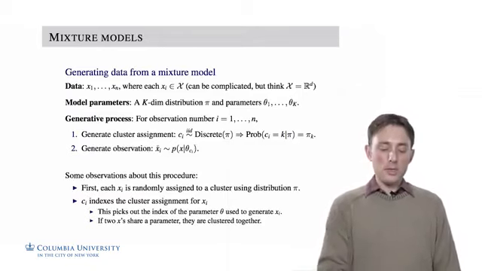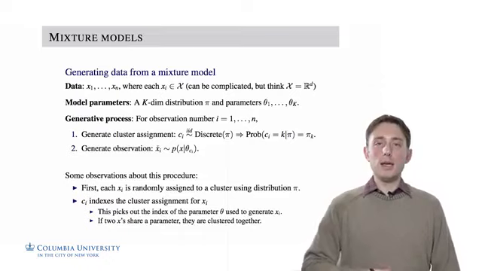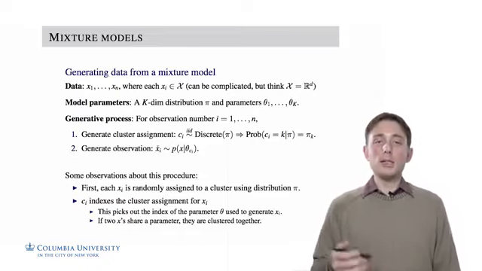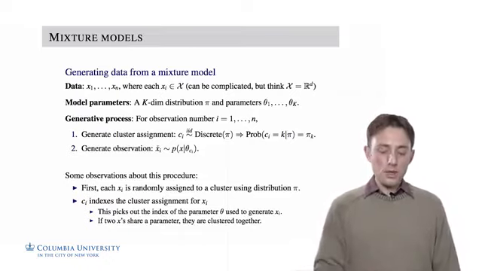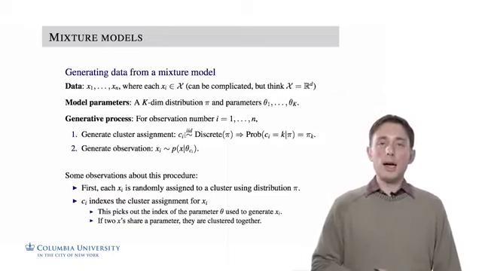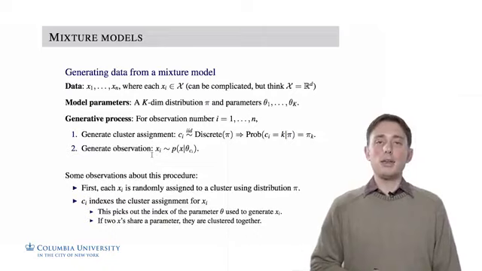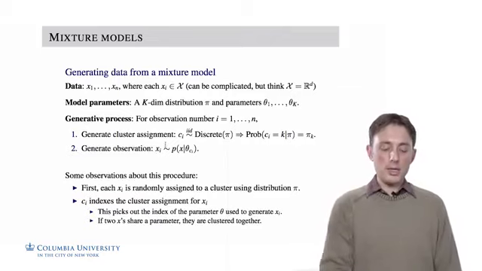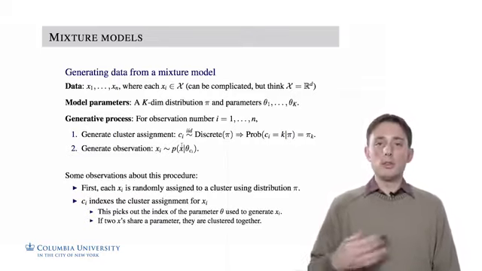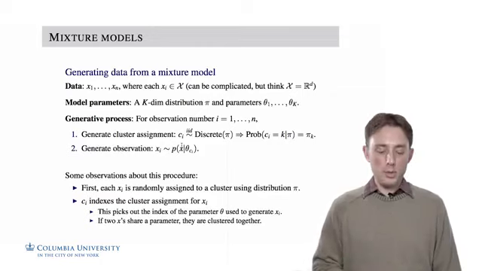Also, notice that if 2 points, xi and xj, are assigned to the same cluster, then their values ci and cj are equal to each other. And in that sense, we're assuming that xi and xj are generated from the same probability distribution. So they're clustered together by the fact that they share the same parameters to their data generating distribution.